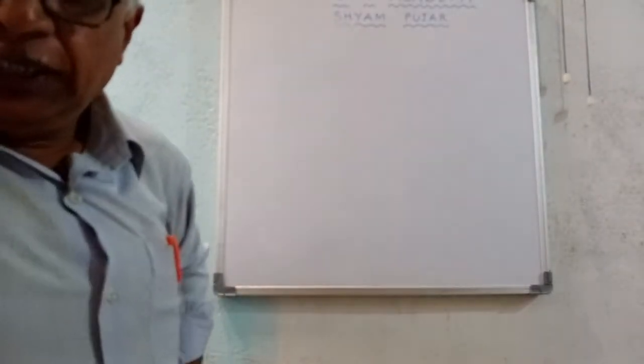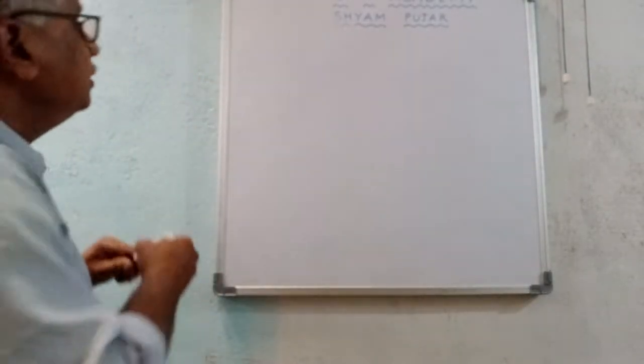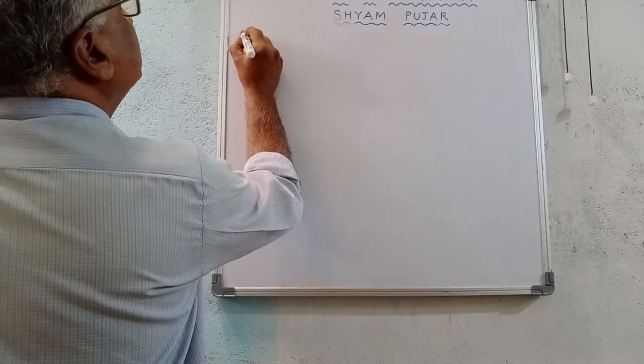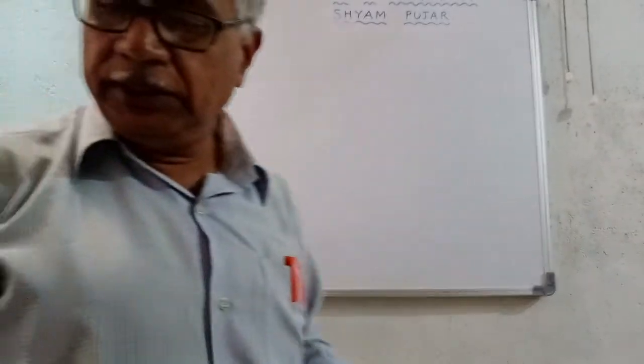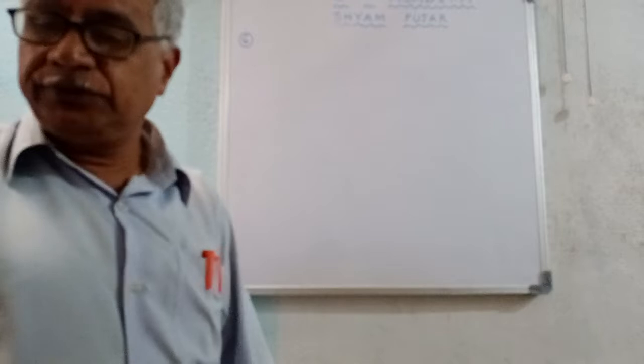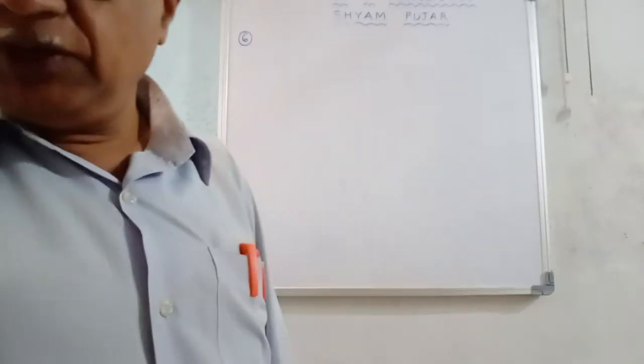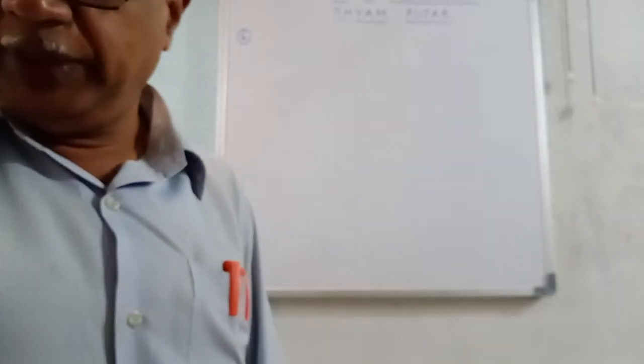I read the question already. Question number 6. The length of a tangent from a point A at a distance of 5 cm from the center of a circle is 4 cm. Find the radius of the circle.